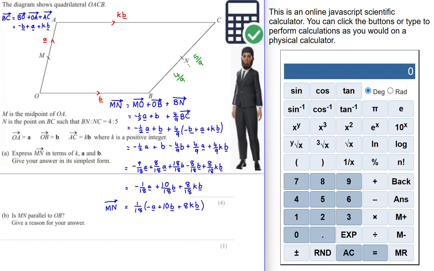Now let's have a look at part b. It says, is MN parallel to OB? My answer to that is no. It's not parallel, as OB doesn't contain the vector a. If you have a look at MN, it contains a vector a, but OB is only in terms of b. There's no a element in there.